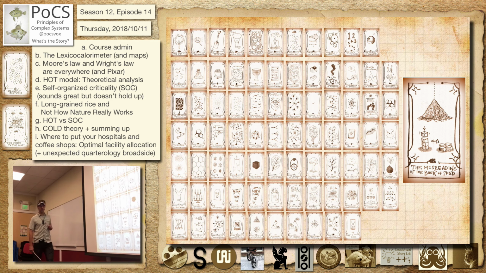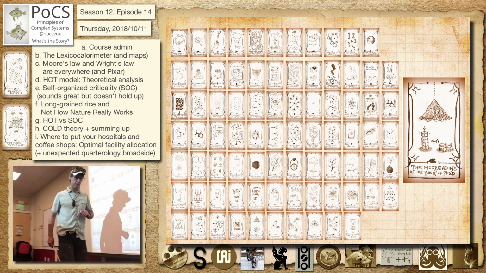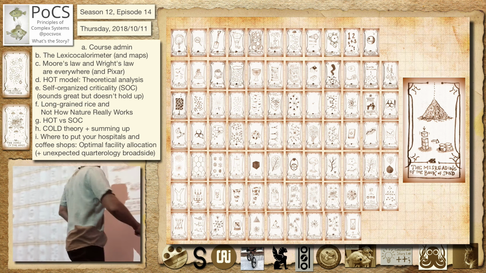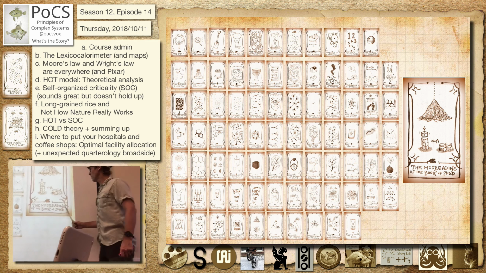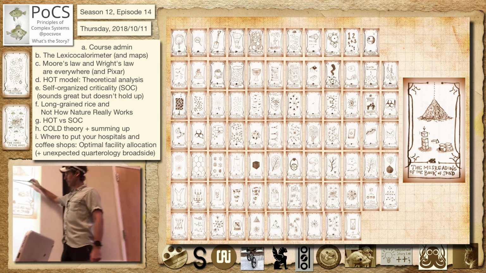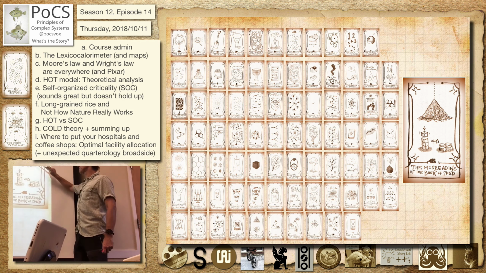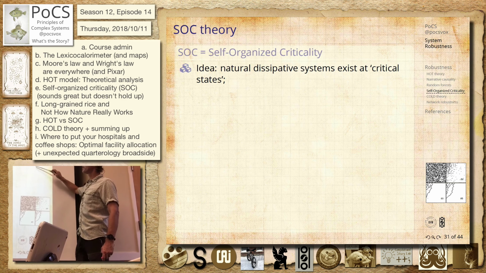Okay, let's talk about self-organized criticality, because this is sort of a competing older theorem. But let me explain. This is a very famous paper in the 80s. And I'm just going to use this picture here.